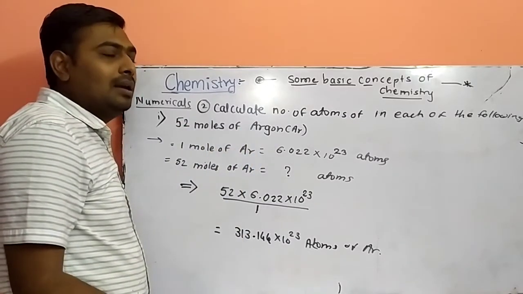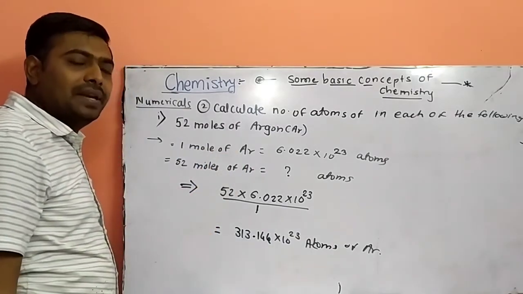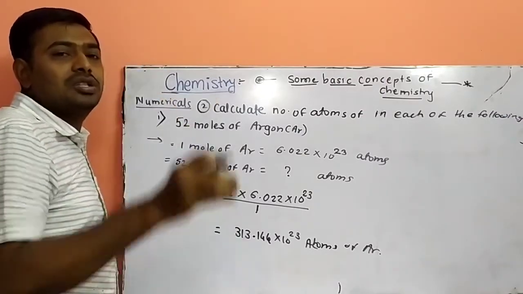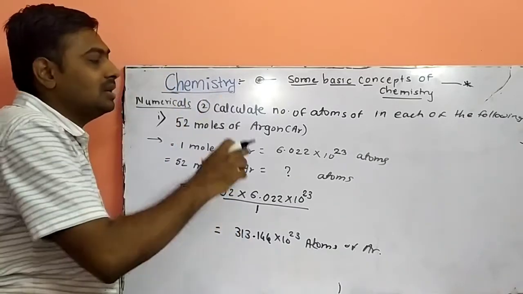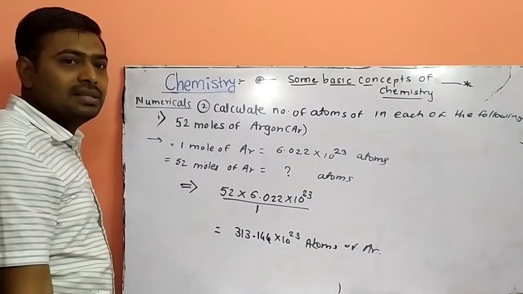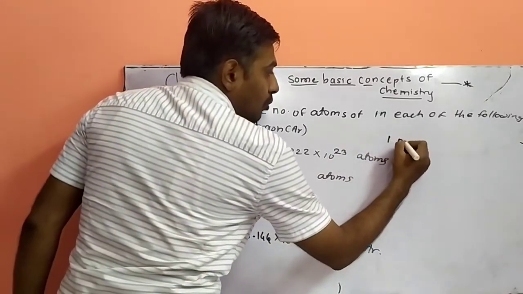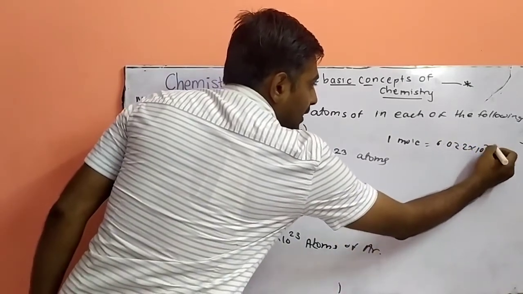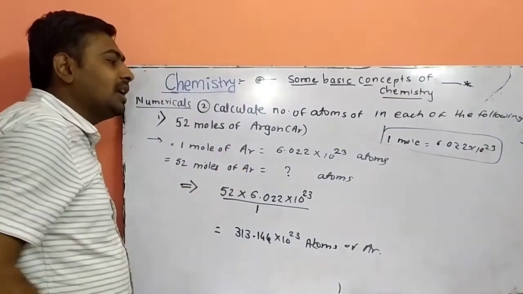Very simple numerical. What do we know? 1 mole of any substance, 1 mole of argon, 1 mole of neon, nitrogen, oxygen, hydrogen, water, contains 6.022 into 10 raised to 23 atoms. This is very standard: 1 mole contains 6.022 into 10 raised to 23. This is common to all numericals. So 1 mole of argon contains this.